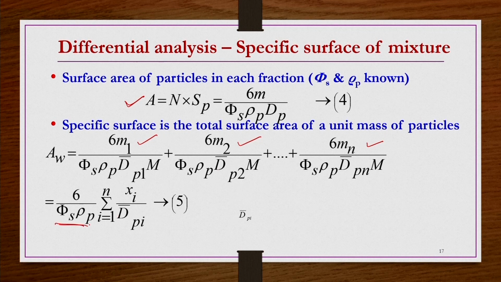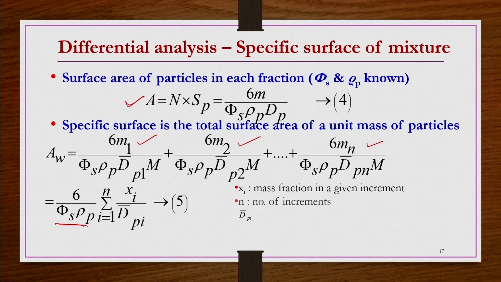Sometimes this phi s rho p may not be the same for every individual fraction, so they should also be brought into the summation. Let us say you have a non-uniform mixture with different types of particles, like spherical particles, short cylinder particles, cubical particles. Then phi s would be different for each type of particle, so that should be taken inside the summation. This is how you can get the specific surface of a non-uniform mixture, that is, the total surface area of the mixture divided by the mass of the sample.